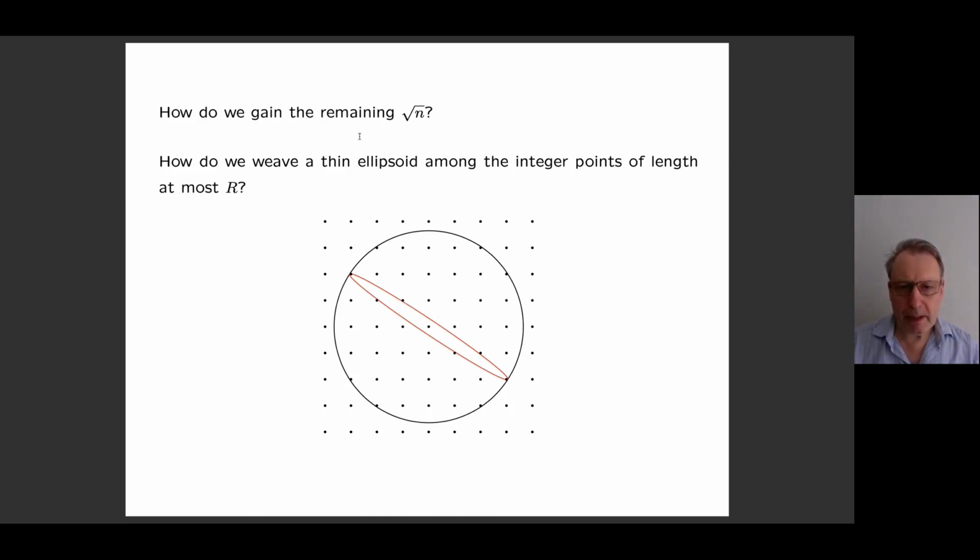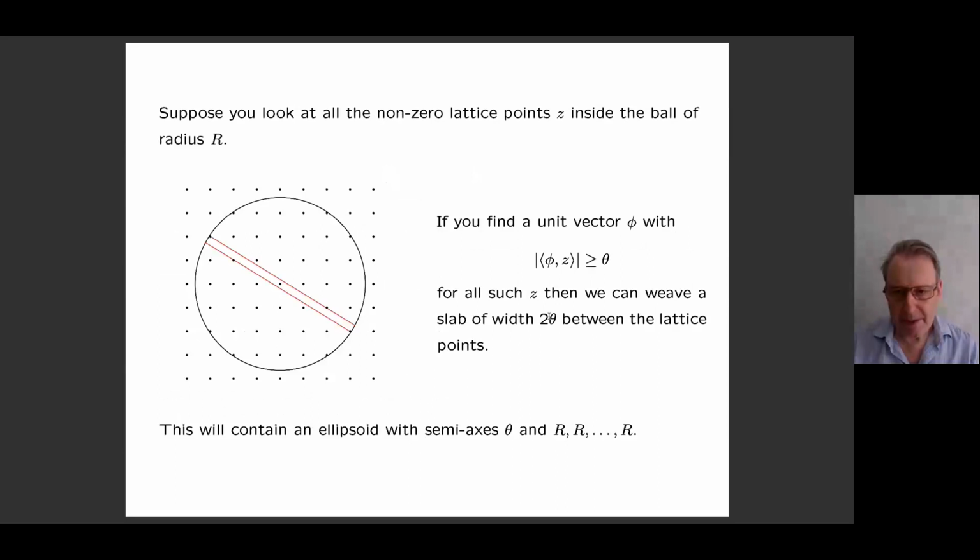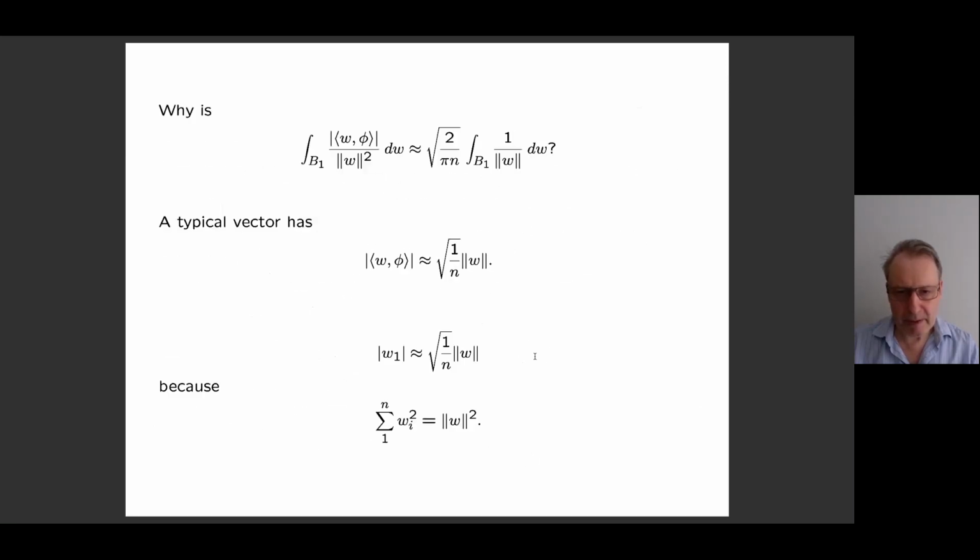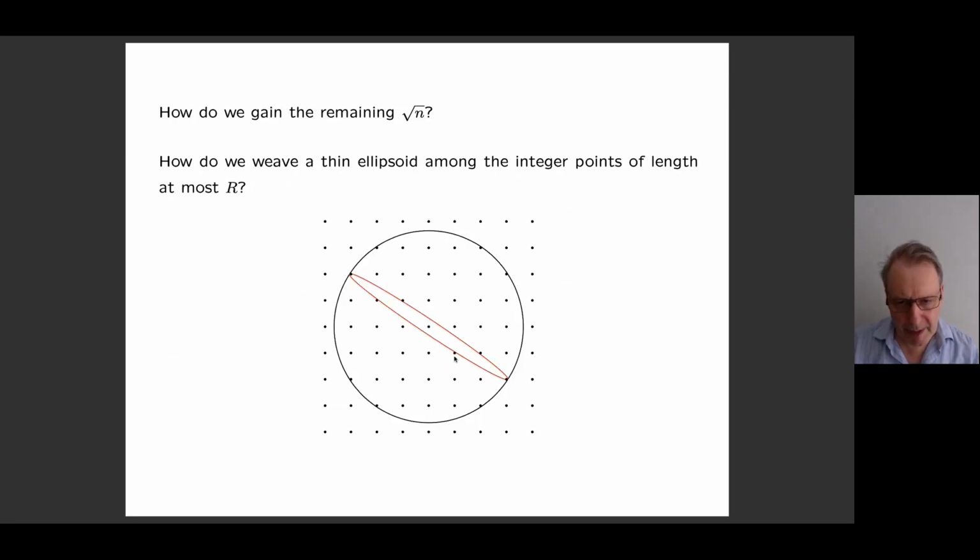Okay, so our problem is to weave a thin ellipsoid among the integer lattice points of size at most R. That's what we're doing with this picture. And I said, well, let's do it by taking a slab. And the reason I chose a slab, of course, is that a slab is what inner products tell you about, right? So that's why I knew I could get a slab and then inside an ellipsoid. But suppose we say, well, let's forget the slab and let's just say, what do we have to do to weave an ellipsoid? Well, we're going to have this direction, this phi, or whatever it may be.